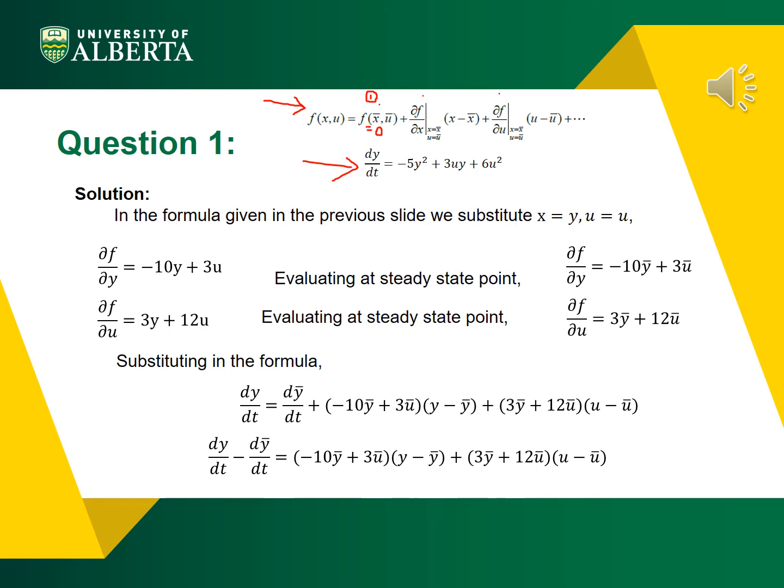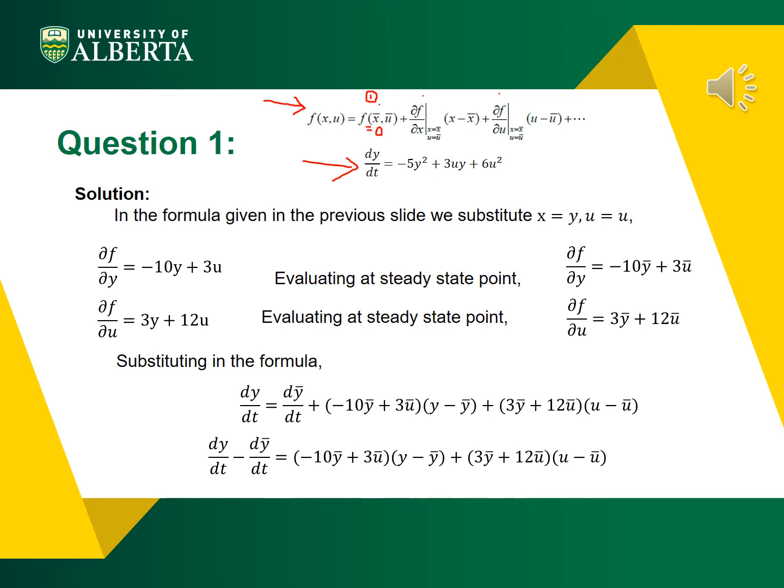The same goes for the second term, dou f by dou u. Dou f by dou u will be equal to 3y plus 12u. In this case, the first term minus 5y squared is constant, so it goes away when differentiating. Then we evaluate that at the steady state point y bar comma u bar. So dou f by dou u becomes 3y bar plus 12u bar.